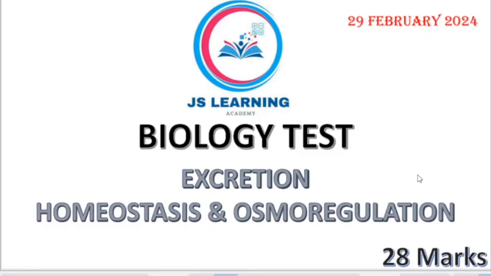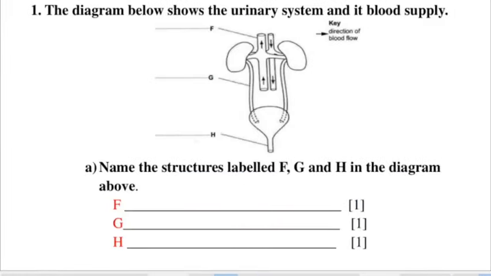I want us to go through the biology test that was written by GS Learning Academy students online. The test was based on two topics, excretion, and homeostasis and osmoregulation. Question 1 reads, the diagram below shows the urinary system and its blood supply. So this is the urinary system that you have right here and its blood supply.